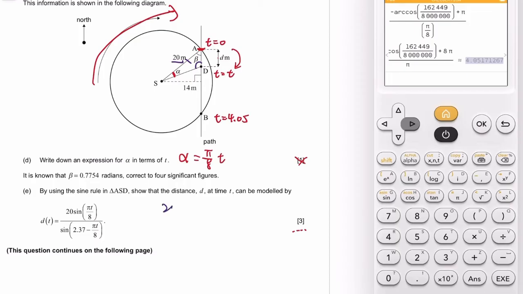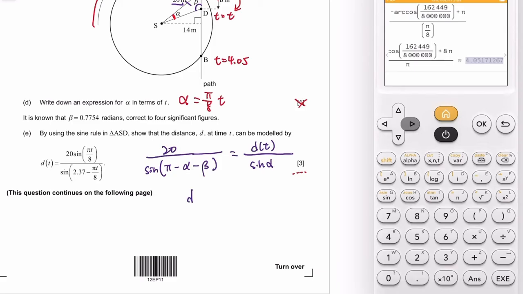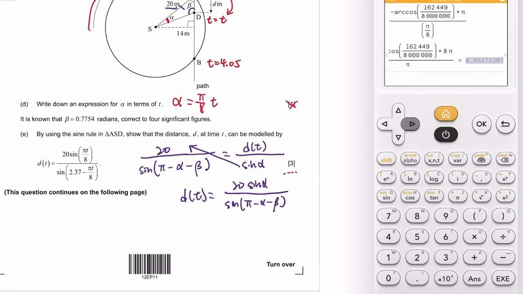Right, so 20 over sine, the angle opposite to it. So it's pi minus, 180 in radian is pi, right? Minus alpha minus beta. What equals to d over, the d means dt, because d depends on t, over sine of alpha. So dt is really, you multiply the sine alpha to that side, over that.